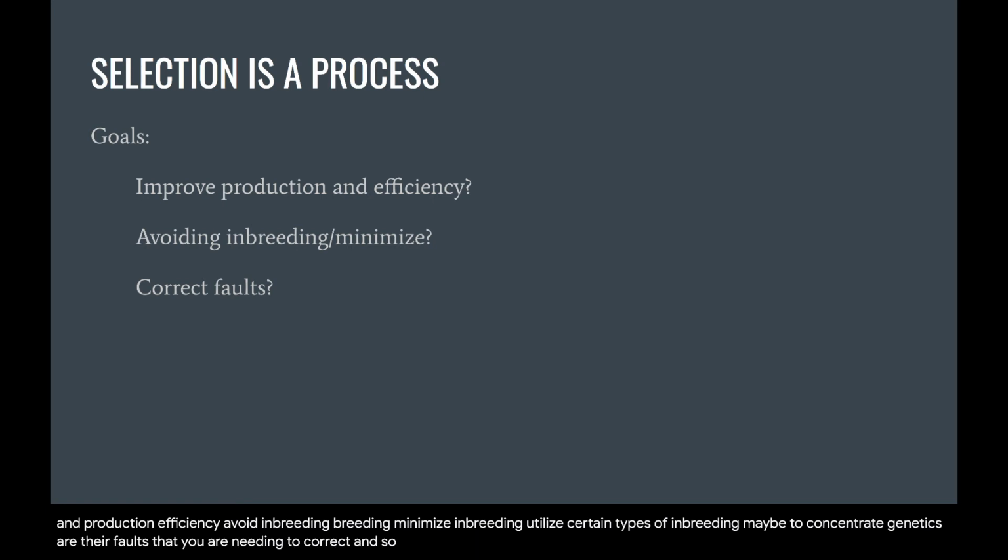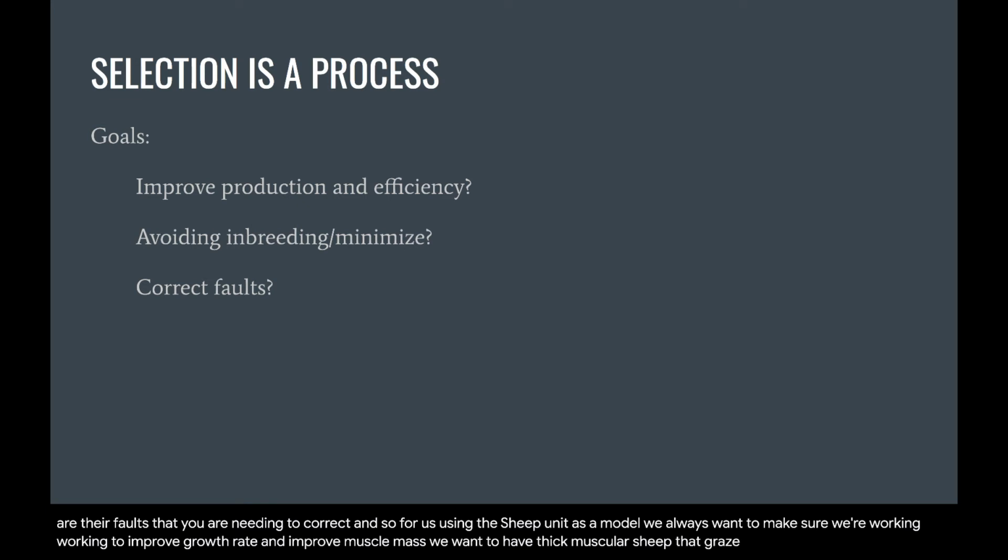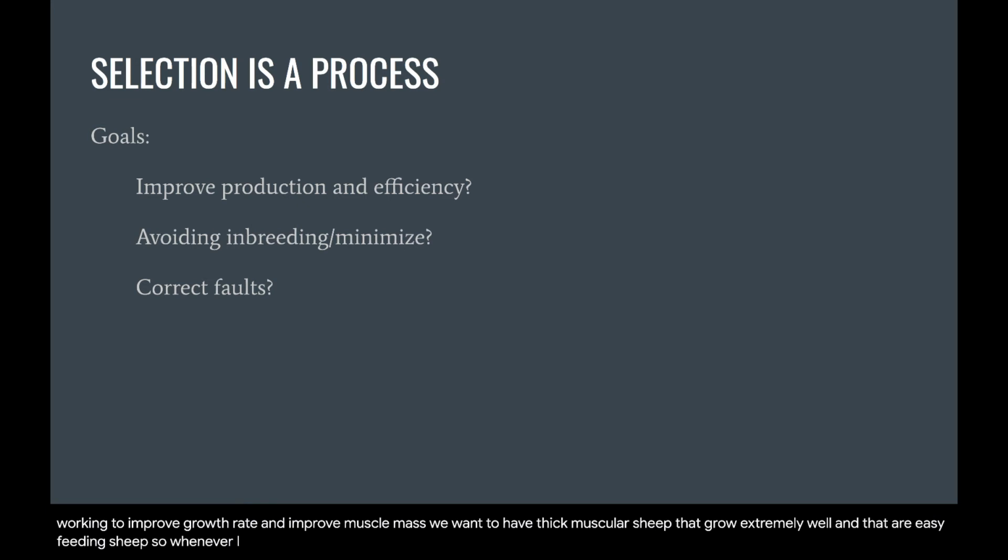And so for us, using the sheep unit as a model, we always want to make sure we're working to improve growth rate and improve muscle mass. We want to have thick, muscular sheep that grow extremely well and that are easy feeding sheep. So whenever I can measure feed efficiency, I do.